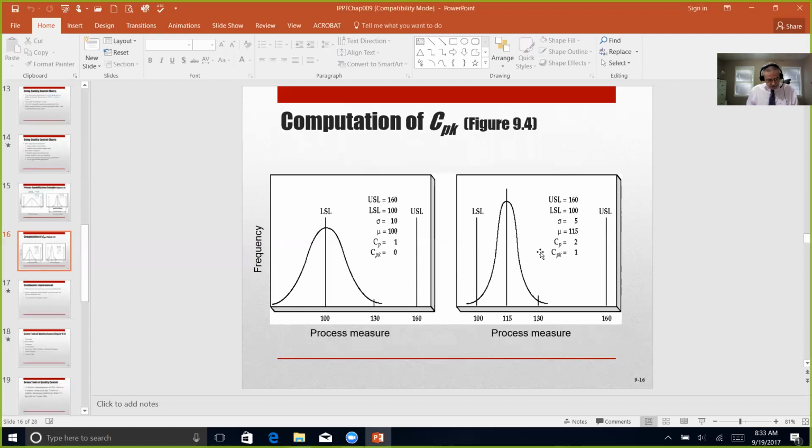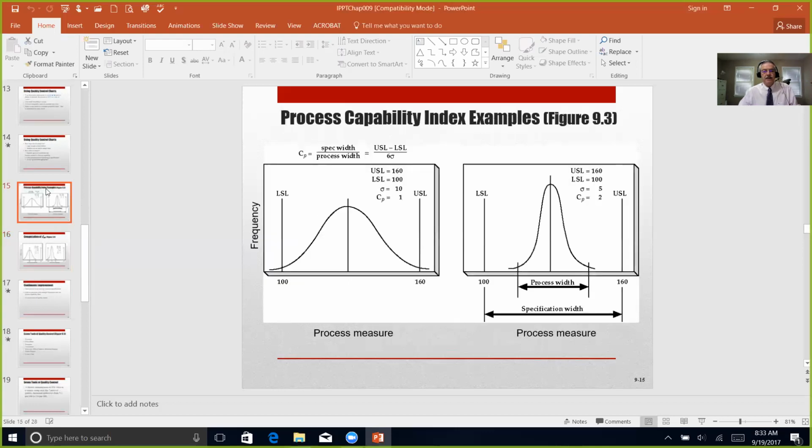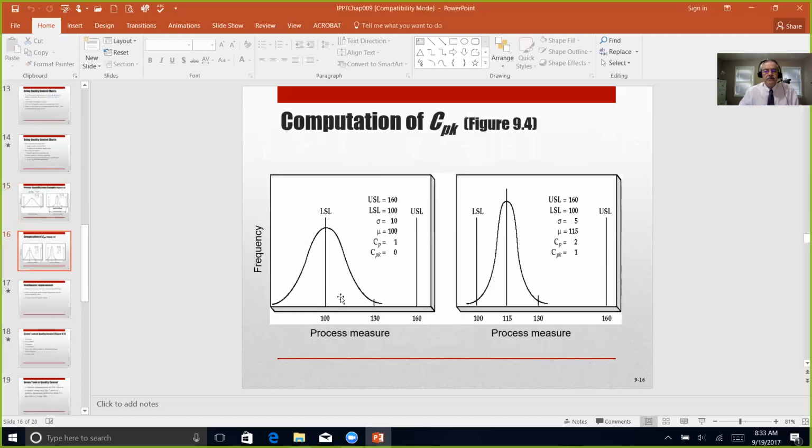And the Cpk accurately reflects the actual process capability and is the measure commonly used by industry. So again, that Cpk is taking the minimal value of those two calculations. It's taking the minimum value of this one or this one. That's what the Cpk is measuring.